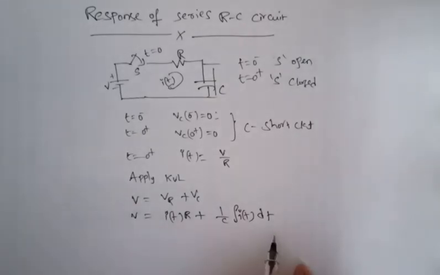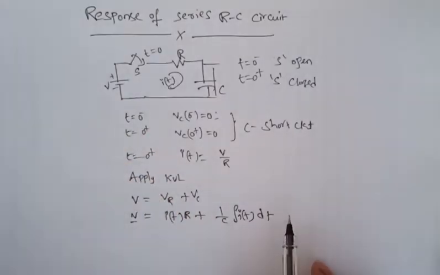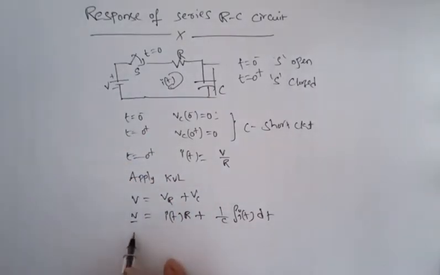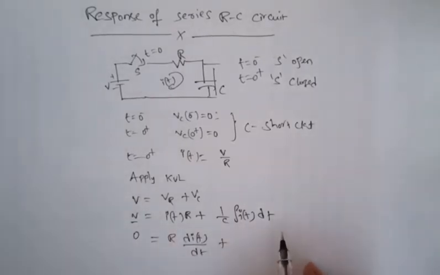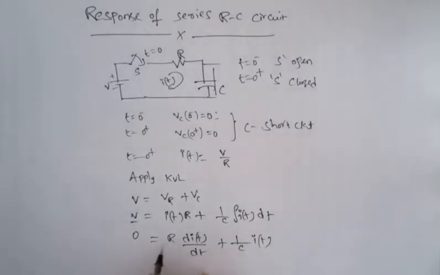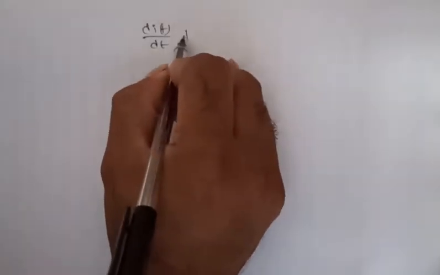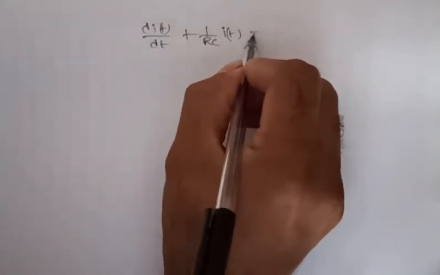So now take the differentiation on either side, and we know that the DC source is nothing but a constant. The differentiation will become 0. So R into di(t) by dt plus, the integration and differentiation both get cancelled. That's why it becomes 1 by C into i(t). So if you take R common, we can rewrite the equation as di(t) by dt plus 1 by RC into i(t) is equal to 0.